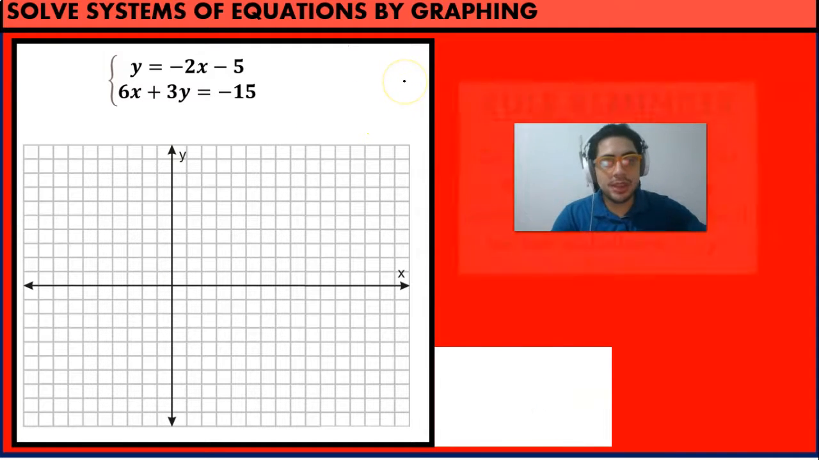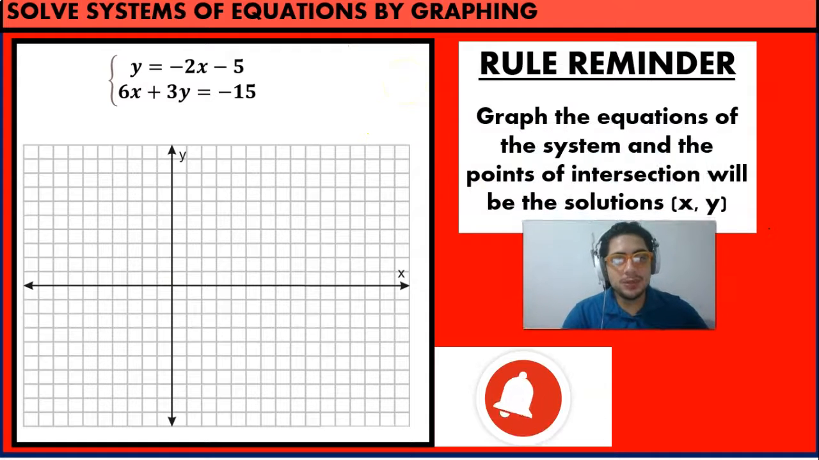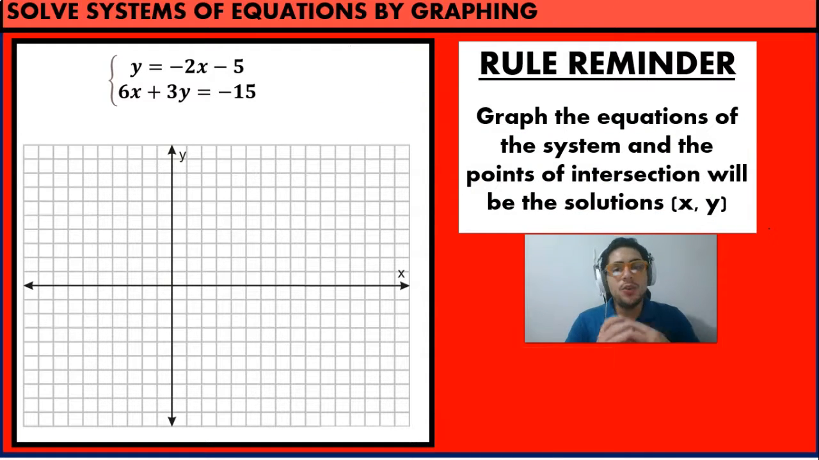Now, we have to set a rule reminder. Whenever we graph the equations of this system and we get the point of intersection, the solution would be that point x comma y, where it intersects. Now, in order to do that, we are going to graph our 2 points.